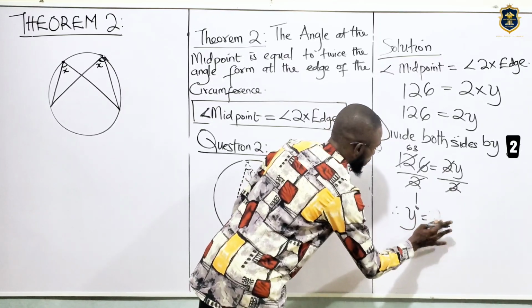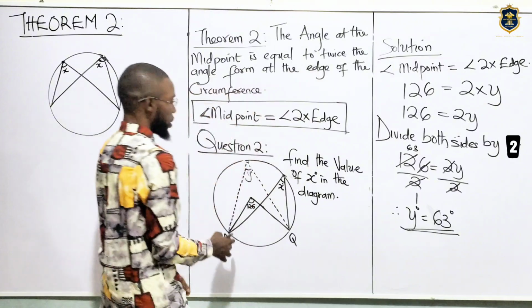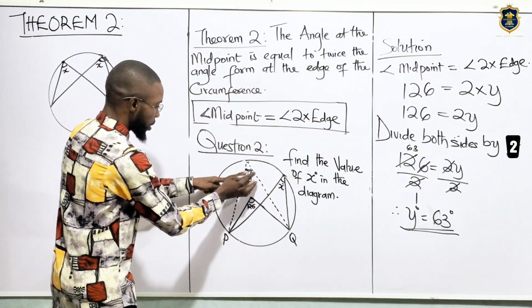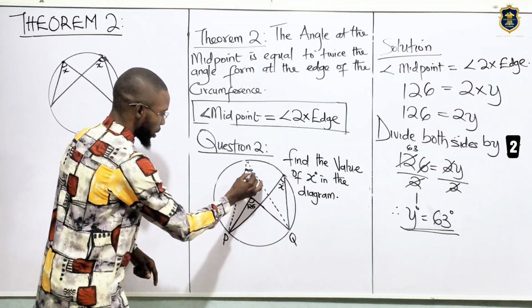Sorry, it's equal to 63 degrees. The value of y is 63 degrees. So what we have here is 63 degrees. Remember here now, 63 degrees.